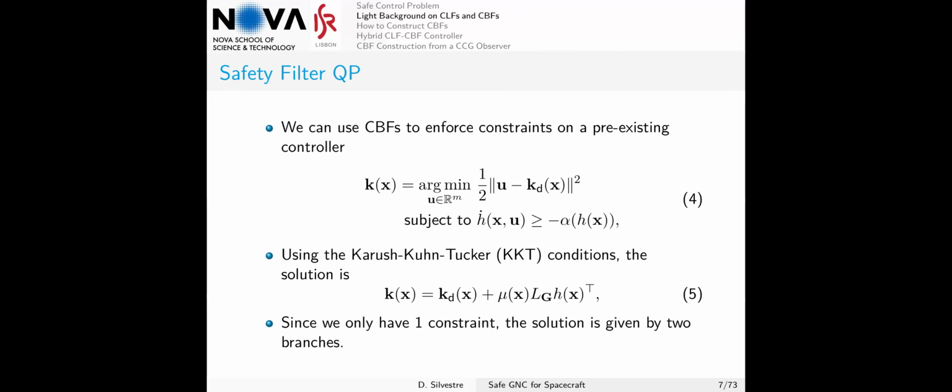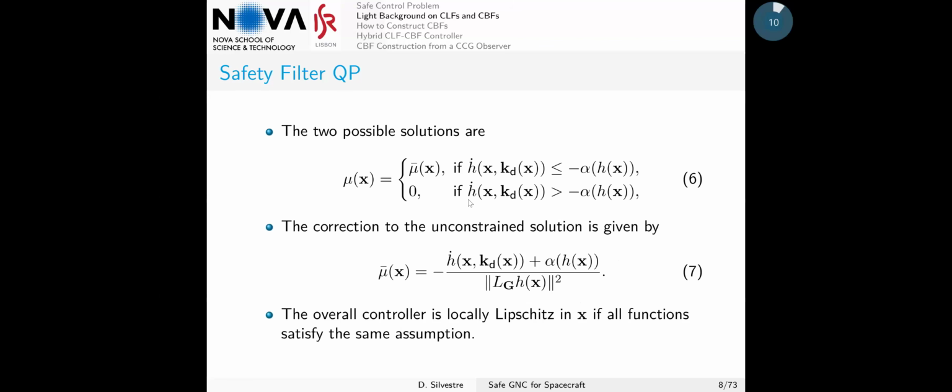So if you use the contour, the KKT conditions for this optimization problem are very easy, because this is a scalar constraint. You have one scalar constraint. That means the solution is going to be given by two parts. This is essentially the nominal controller plus a correction term. And that correction term is either 0, so that you retrieve the nominal one, or a correction term that comes.